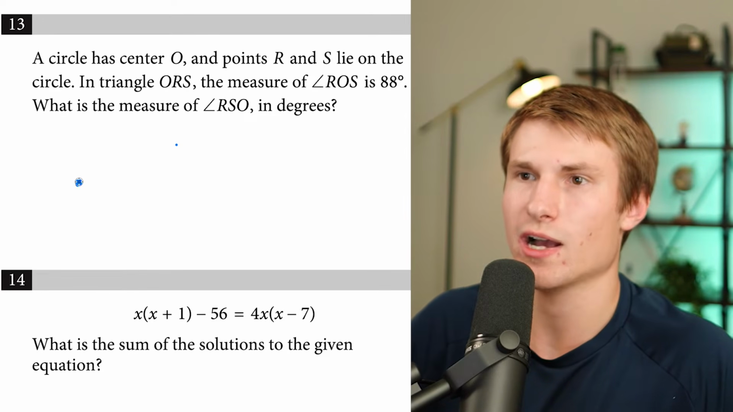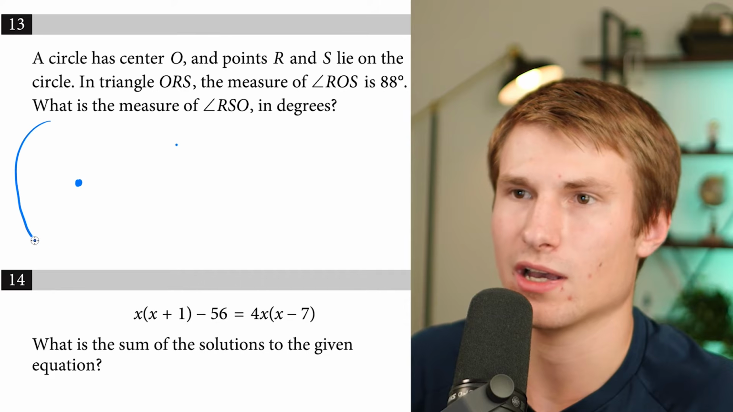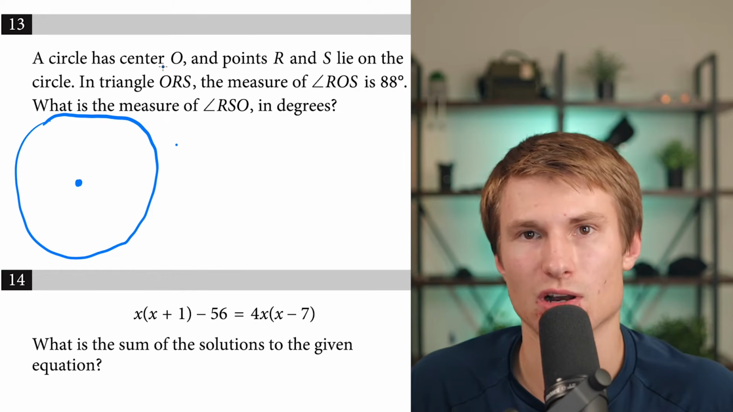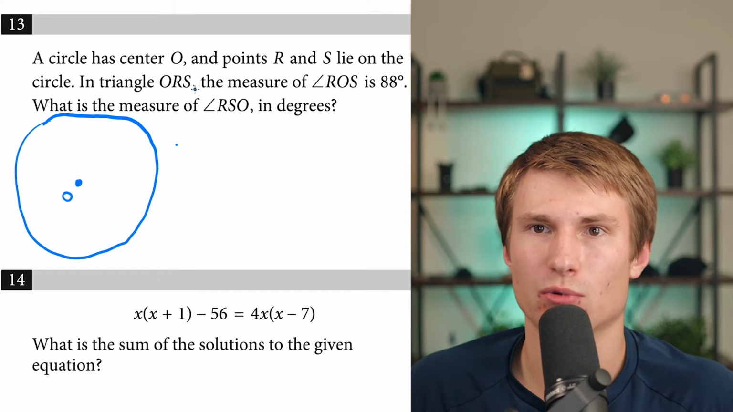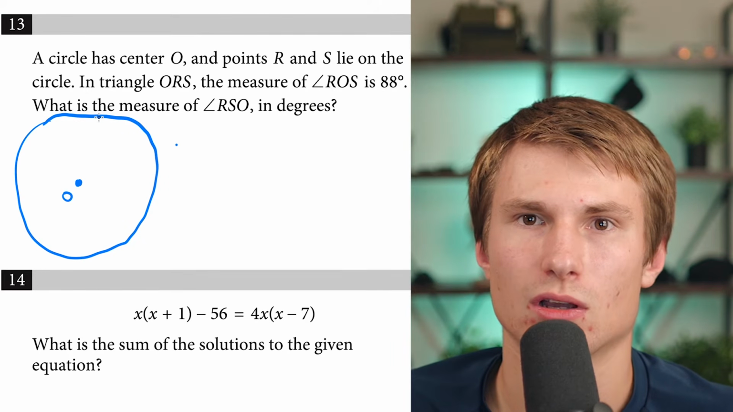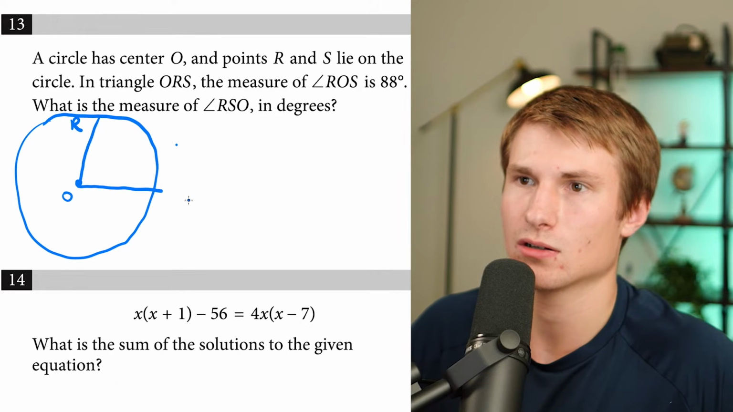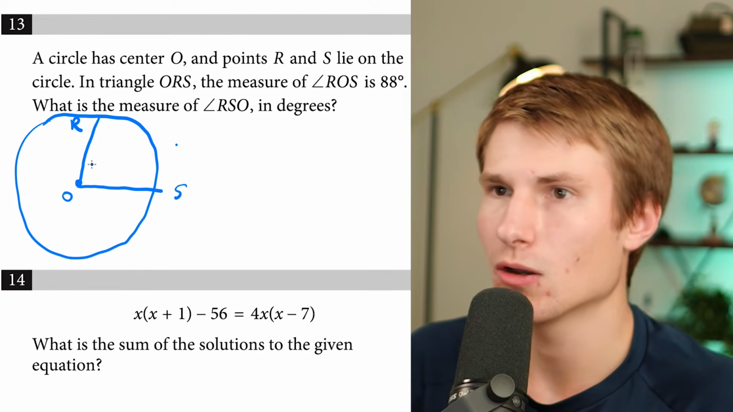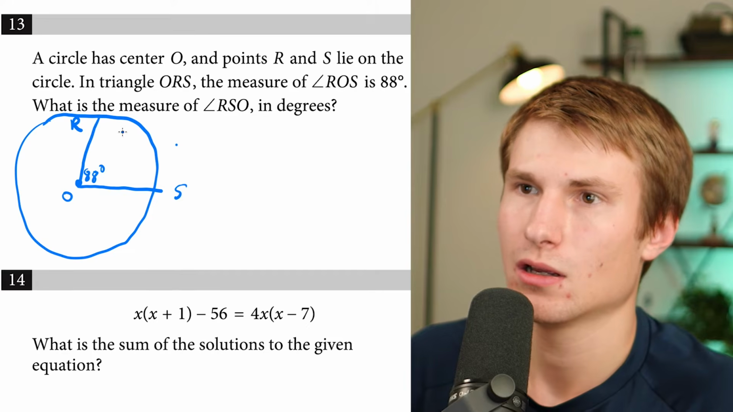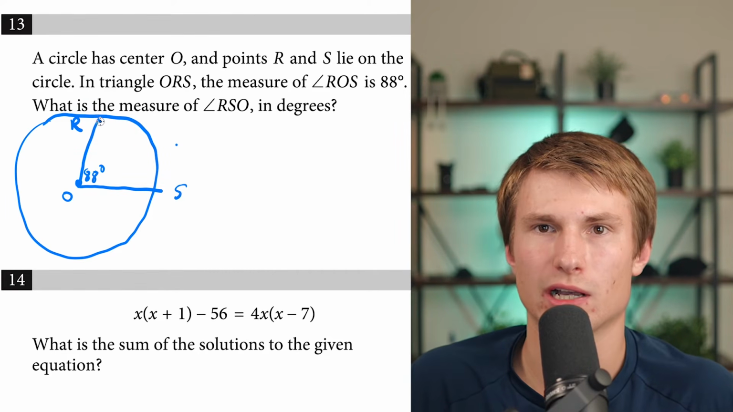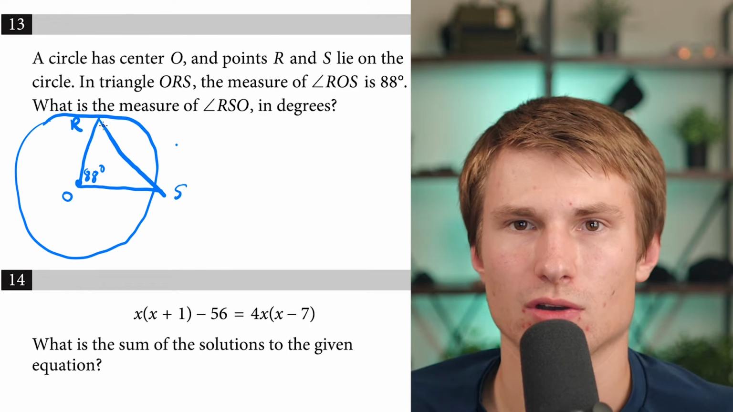Well, with triangles and with circles, I always recommend going ahead and drawing them out. In this case, we have both triangles and circles, so we're definitely going to draw it out. We've got center O, we've got points R and S lying on the circle. We've got measure ROS is 88, so I'll go ahead and draw this as ROS. We know that this is 88 degrees right here. Okay, we're asked for what is the measure of angle RSO in triangle ORS. Okay, so RSO is going to be this angle right here.